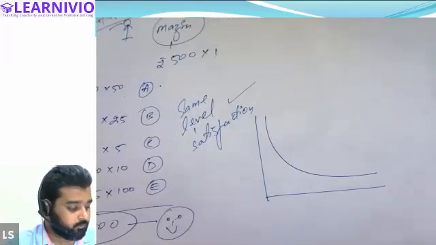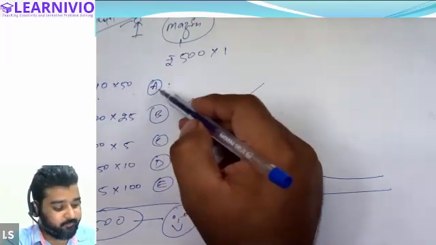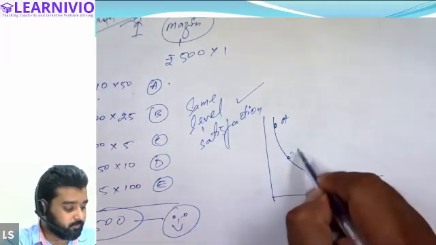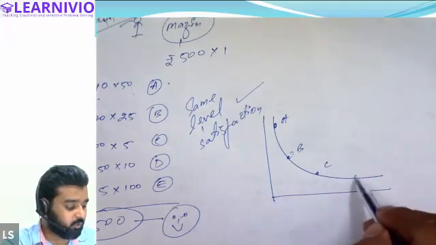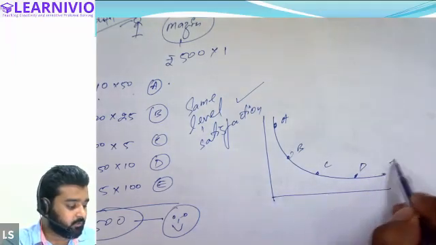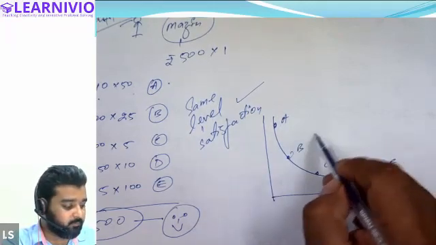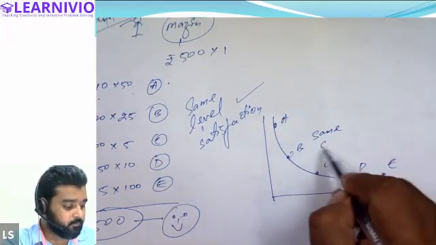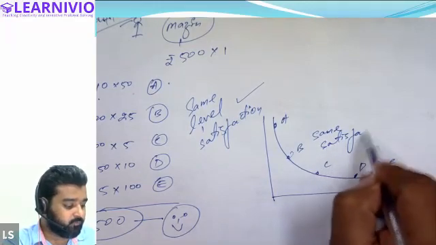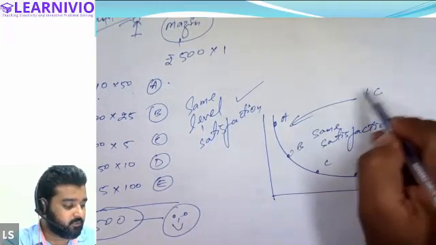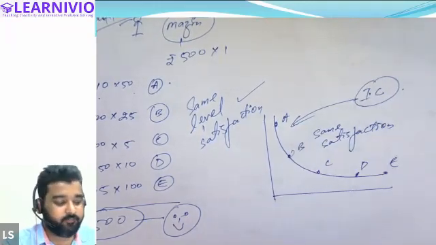All right. So what if I present all of these combinations on a diagram? This is combination A, combination B, combination C. I have presented all these combinations on a diagram, and because every combination on this diagram is providing the same level of satisfaction, what do we call this diagram? This line is basically called the indifference curve. This is called the indifference curve.